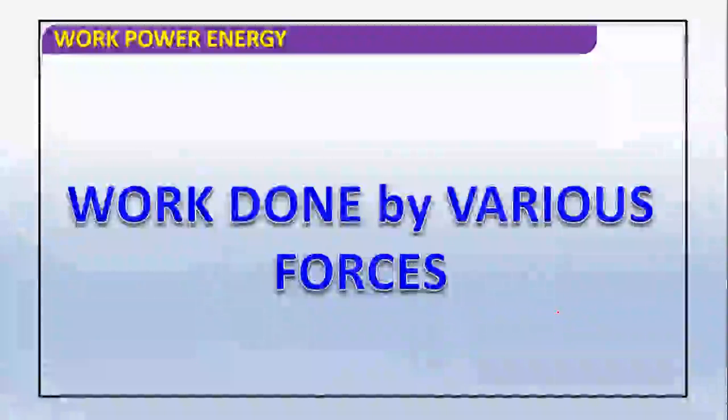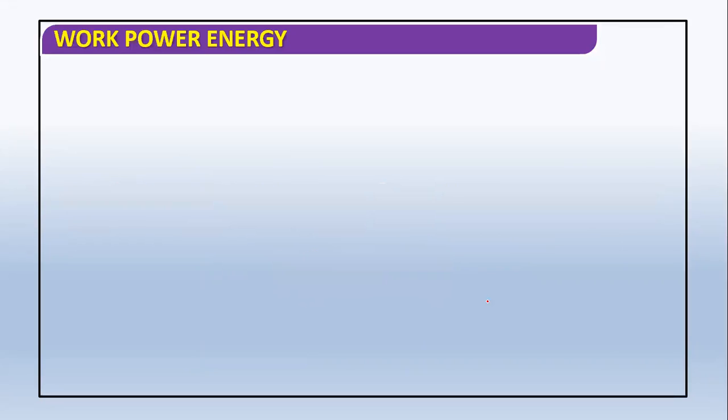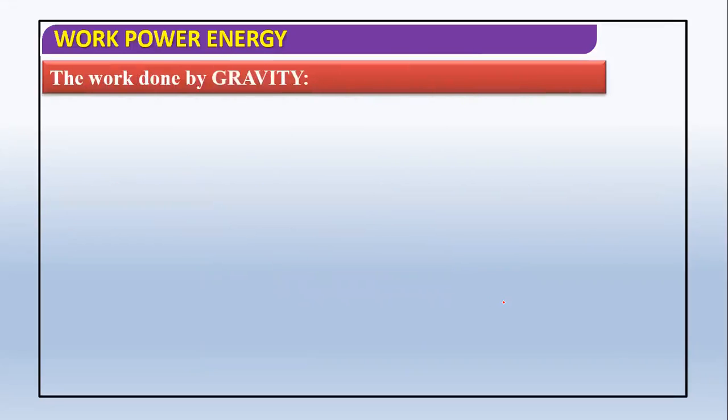Okay, now we'll see work done by various forces. So what are the various forces in day-to-day life that we see? Gravity, then we see friction, then we have tension. So what are the different forces of daily use, and how the work will be there in different conditions, that we are going to see. The first one, we will see the work done by gravity. Okay, so work done by gravity.